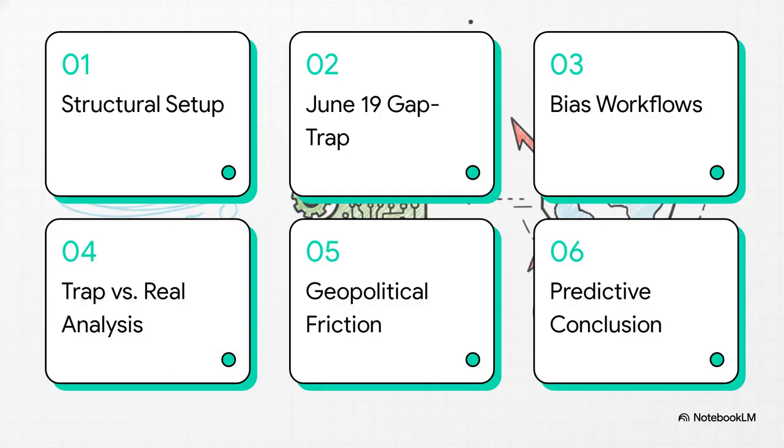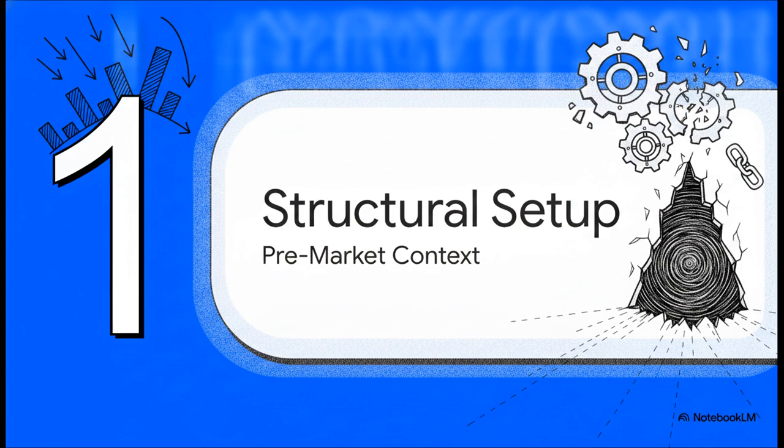Here's our roadmap for the deterministic analysis. We'll cover the market structural setup, the June 19th gap trap, micro and macro bias workflows, do a trap versus real analysis, factor in the geopolitical friction and proxies, and finally wrap up with our institutional predictive conclusion. Starting off with Section 1, the market structural setup.